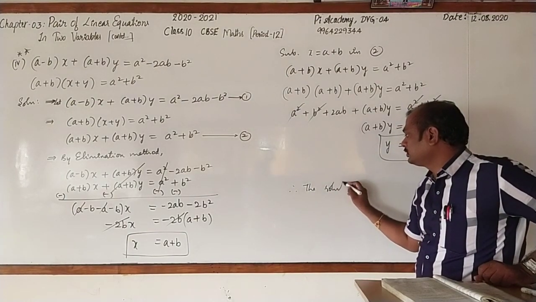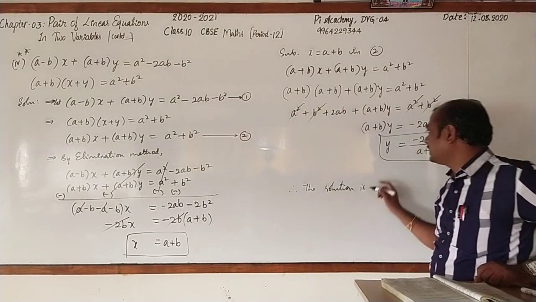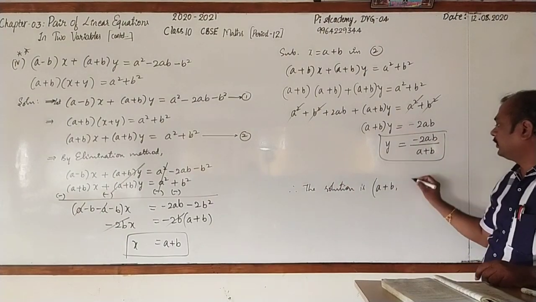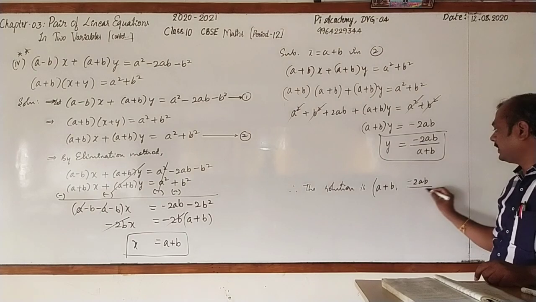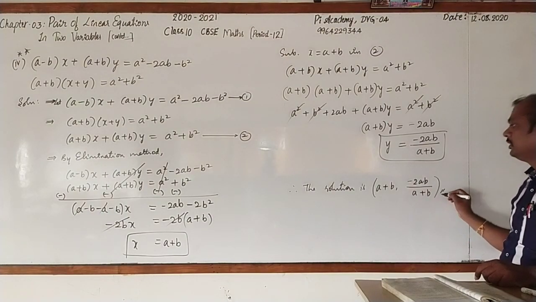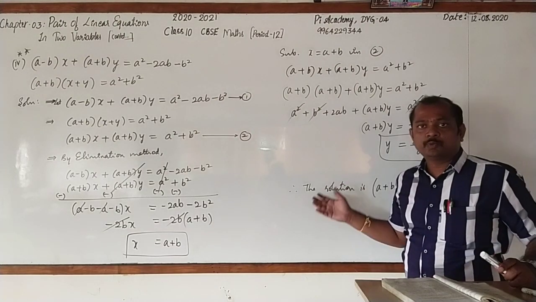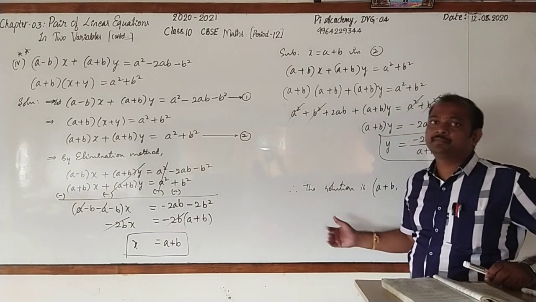Therefore, the solution is, what is that? X is a plus b and y is minus 2ab by (a plus b). These are important types. You must practice. Yes. Hope that you have written with me.